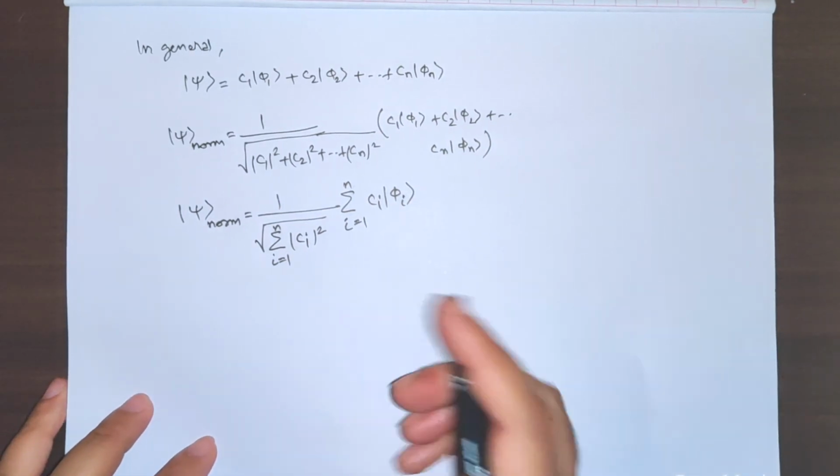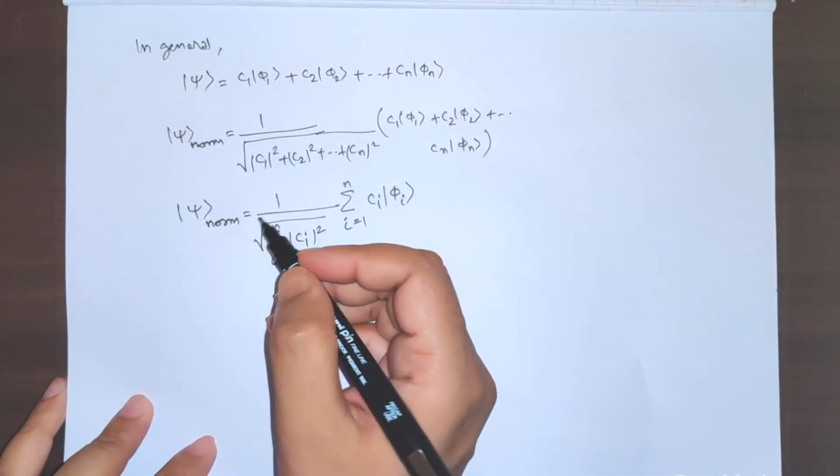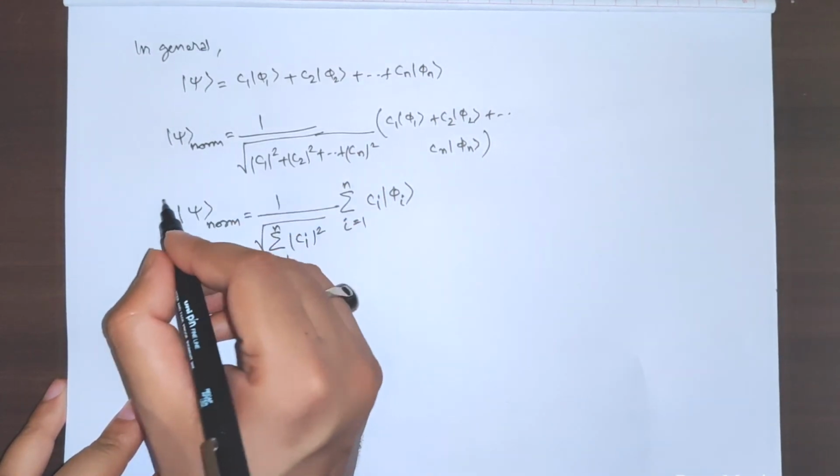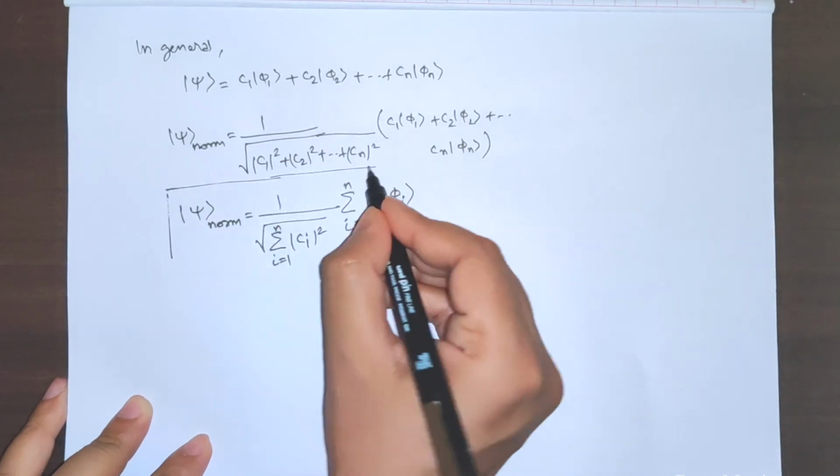So you can just remember this. You could use the other method also, which I taught you in the beginning. Okay, so this is how you normalize a given unnormalized wave function.